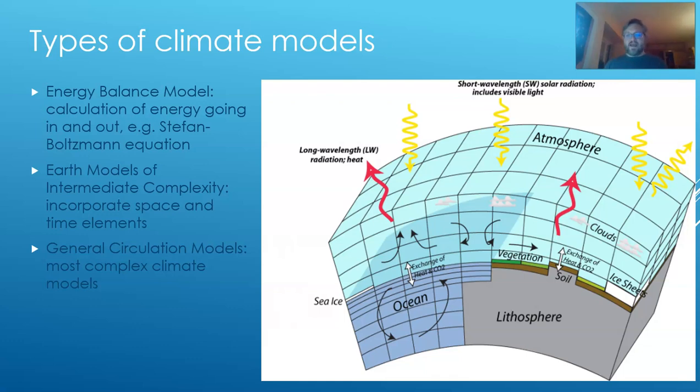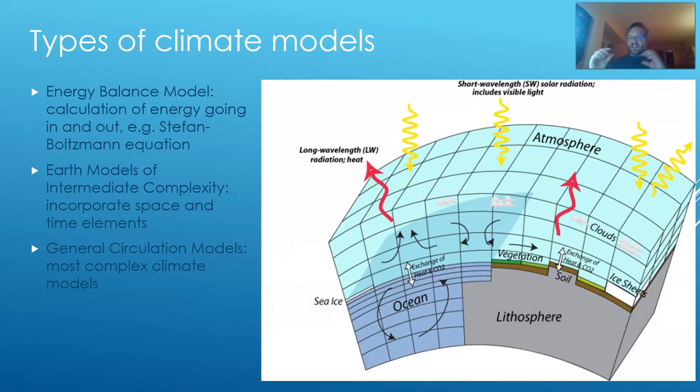So what you see in the diagram there, we've got our Earth broken up into all these little blocks. We're looking at multiple layers of the atmosphere, and it's differentiated over the surface of the Earth. We've got the ocean incorporated, so we're looking at how heat and CO2 are exchanged up and down the water column within the ocean.